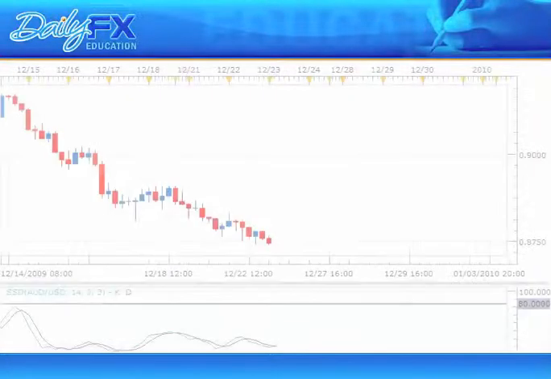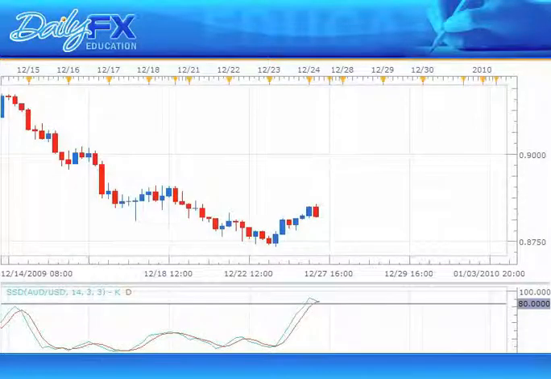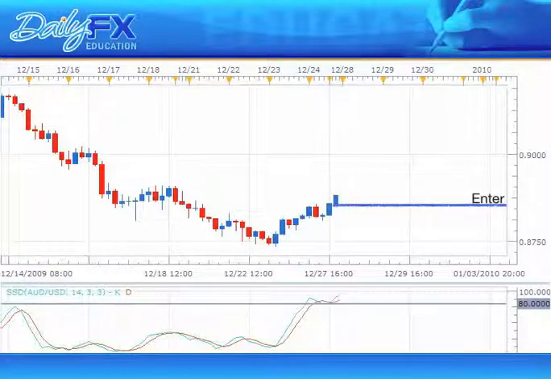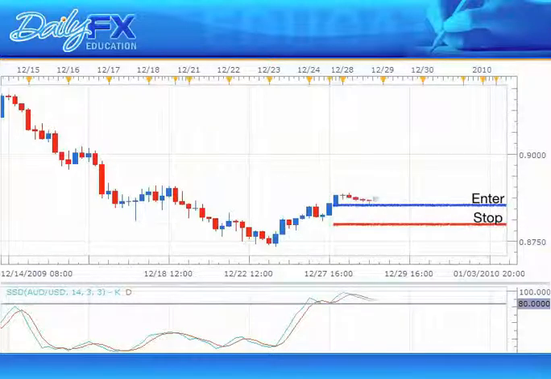In this example, stochastics moves into the overbought area as indicated by crossing above the 80% reference line. A trader can enter a long Aussie dollar trade on the close of the candle that coincides with the percentage K and percentage D lines crossing above the 80% reference line. A stop is placed at the previous low. Notice how prices continue upwards as an increase in momentum appears to pop price a few candles later.